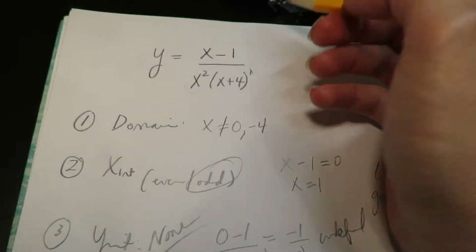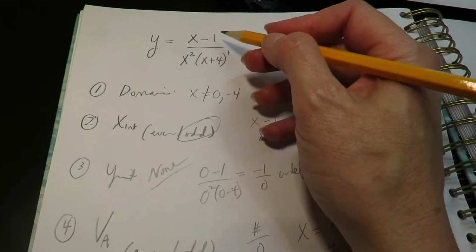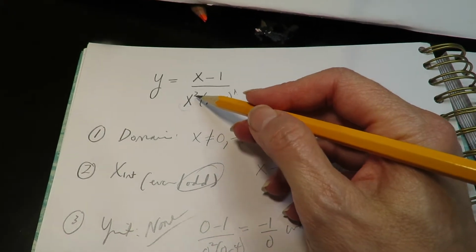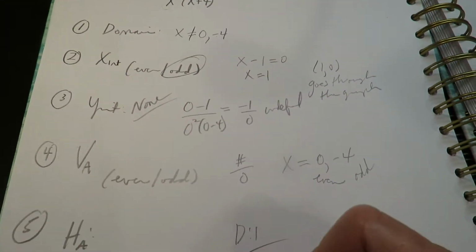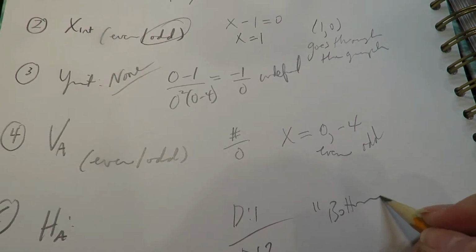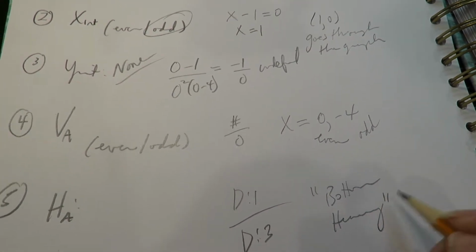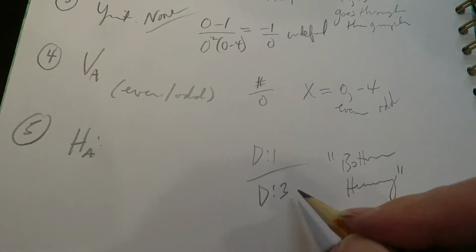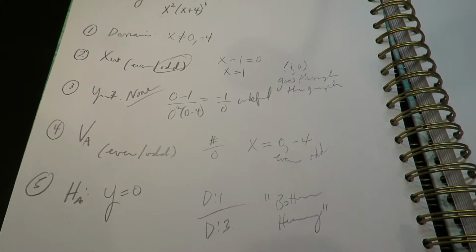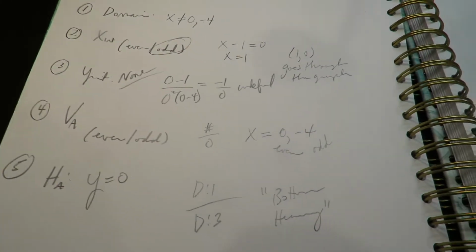And for HA, this is going to be degree 1, which is linear. You have a degree 1, which is linear, over a 2 and a 1, which is 3, a degree 3. This is what we call bottom heavy. Right, the degree of the bottom is higher, which means that you have a horizontal asymptote at 0. All right, so that's all the data gathering, and now you have to put it together.